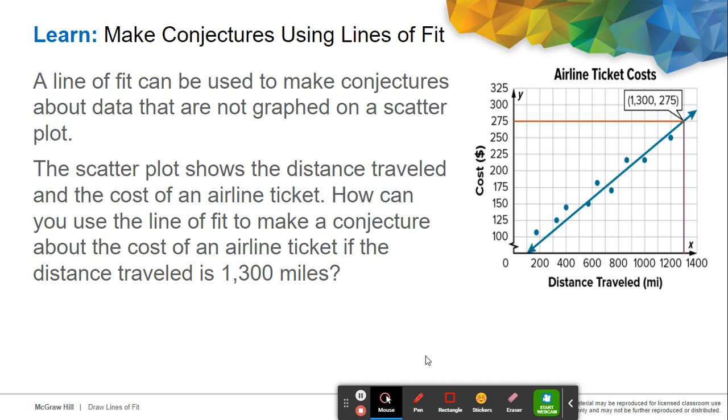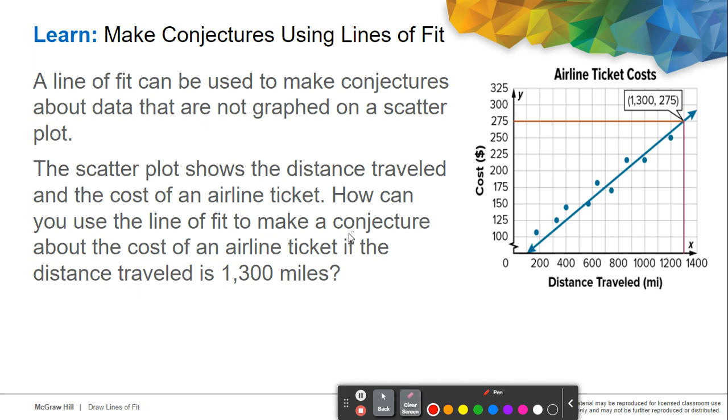So how do we use the line of fit to make conjectures? A line of fit can be used to make conjectures about data that are not graphed on a scatter plot. The scatter plot shows the distance traveled and the cost of an airline ticket. How can you use the line of fit to make a conjecture about the cost of an airline ticket if the distance traveled is 1,300 miles?